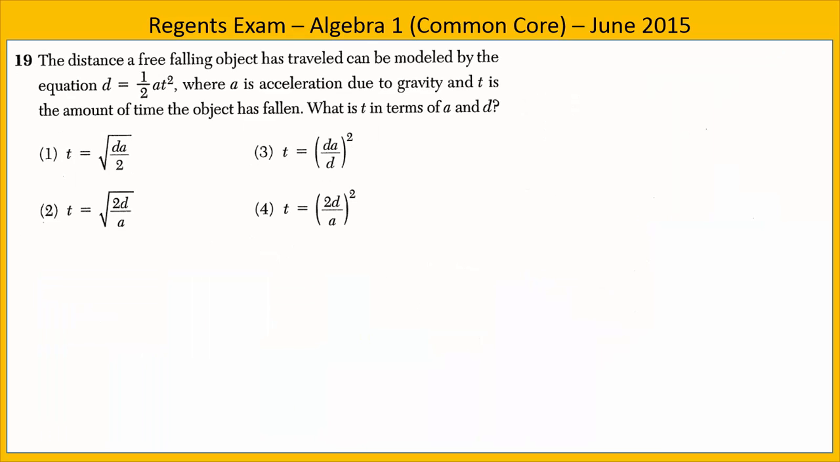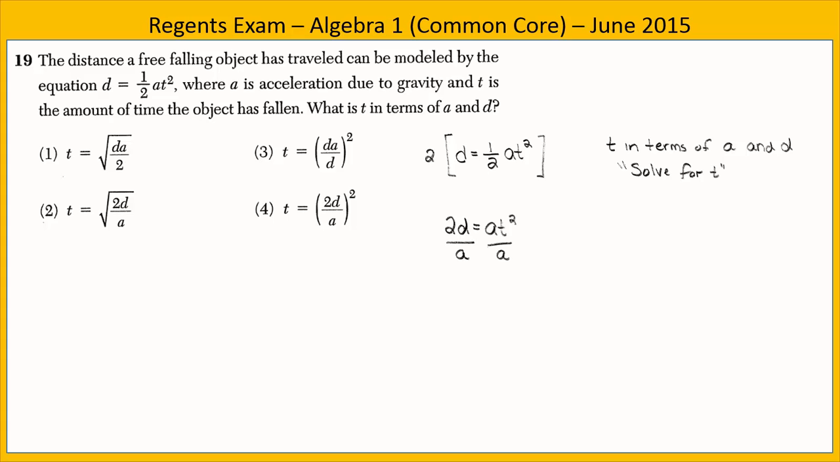In exercise 19, we're told that the distance a free-falling object has traveled can be modeled by the equation d equals 1/2 a t squared. We want to solve for t in terms of a and d. Notice that we have a fraction of 1/2. Let's begin by clearing the fraction by multiplying the equation by 2. 2d equals a t squared. Now we want to isolate t, so we divide by a.